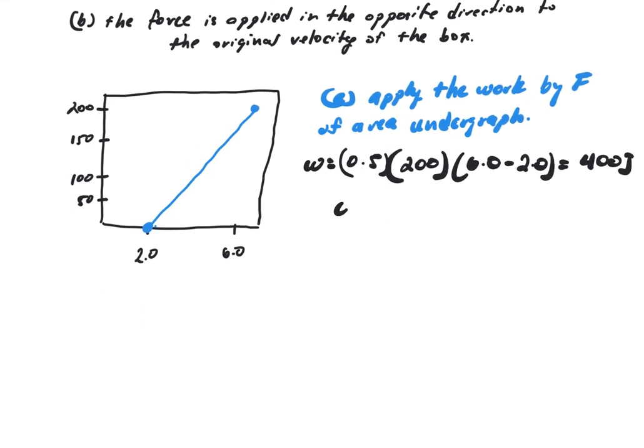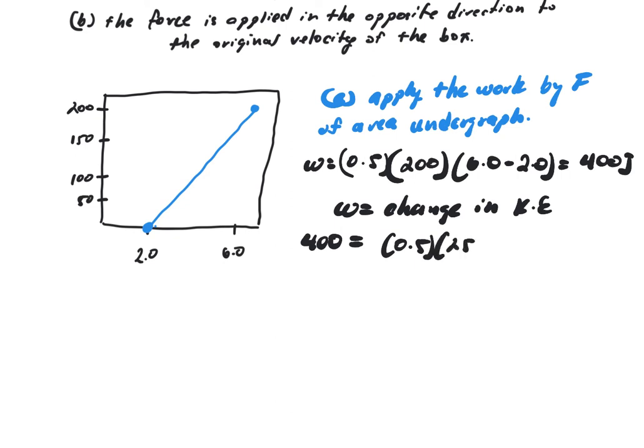Now for A, there's going to be a change in kinetic energy, which is the 400 equals 0.5 times 25 times (V squared minus 6 squared). So our velocity equals 8.25 meters per second.